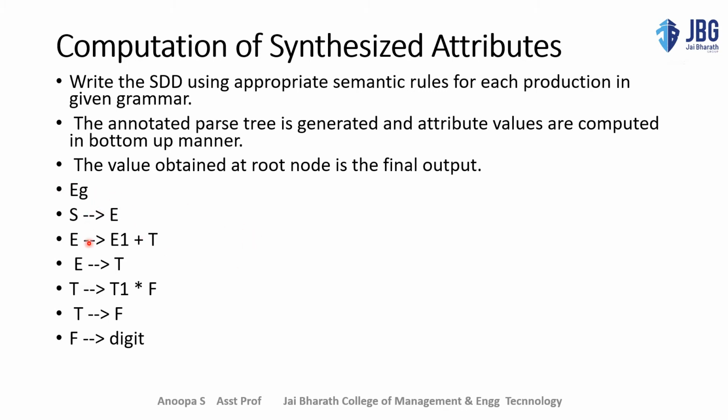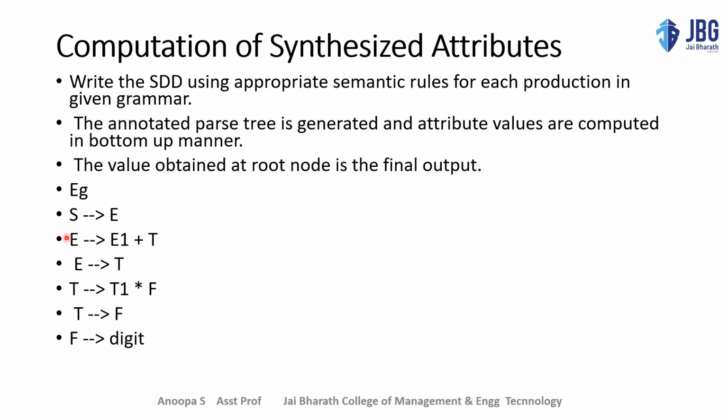This is the production or the grammar given: E giving E1 plus T, E giving T, T giving T1 into F, T giving F, F giving digit. Here you have to mention one thing.